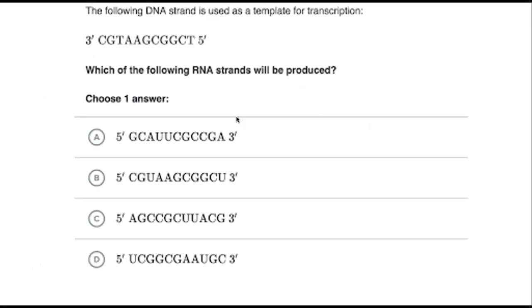Here's another example of maybe a multiple choice question. The following DNA strand is used as a template for transcription. Okay, so we know it's DNA, but we also can see the T here, and we are going to use it as a template for transcription. So which of the following RNA strands will be produced? Right off the bat, first thing I would do is note 3' to 5'. So my answer has to be 5' to 3'. Then I look at my answers and I notice all of them are in that order already, so we're good there. The next, I would just figure out what sequence it is.